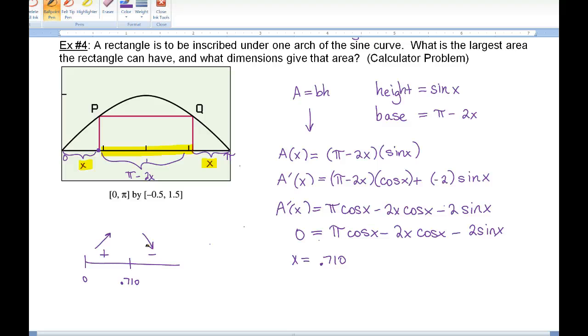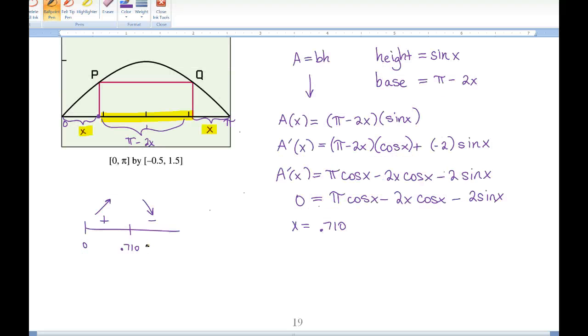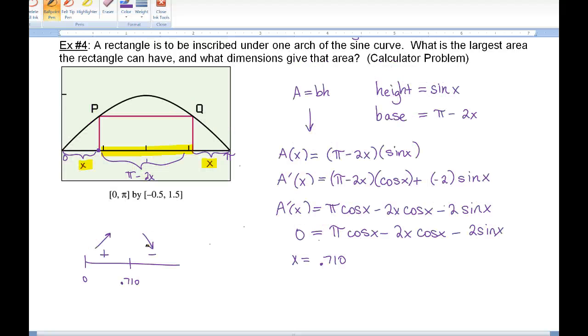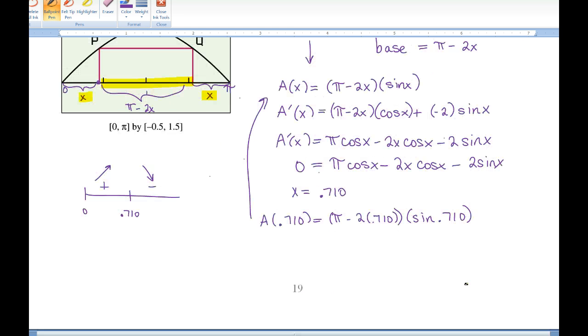So what is the largest area the rectangle can have? Well, we can plug back into the original. If I plug 0.710 into here, we'll have pi minus 2 times 0.710 times sine of 0.710, and we get about 1.11, and we don't know what the units are, so we'll just put units squared.